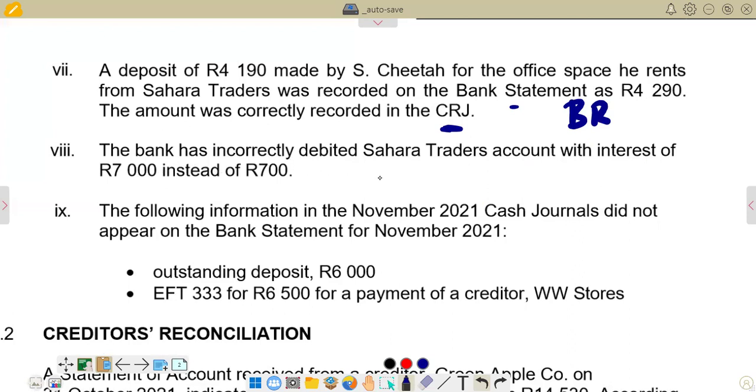The bank erroneously debited Sahara Traders' account with interest of 7,000 rand instead of 700.